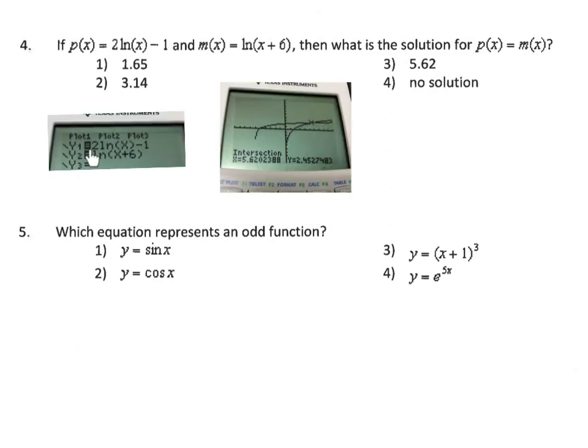Okay, so here we go. P of x is in y1, m of x is in y2, and then I just went to second trace intersect. I had to move the cursor over a little bit to get on the curve, and then when I hit enter, enter, enter, it gave me this as the point of intersection. Okay, so again, we're looking for the x value, so this would be choice 3, 5.62.